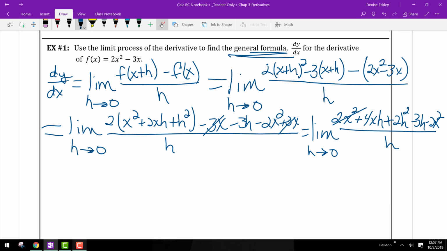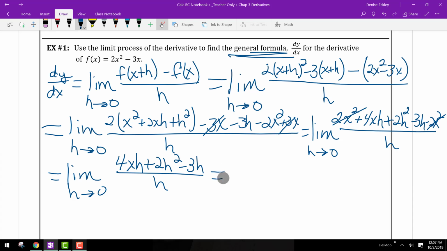Now the nice thing is I can eliminate the 2x squareds, and I get very happy at this point because I no longer have any terms that don't have h in them. So I have 4xh plus 2h squared minus 3h over h. So a factor of h will go away, so my denominator goes away.